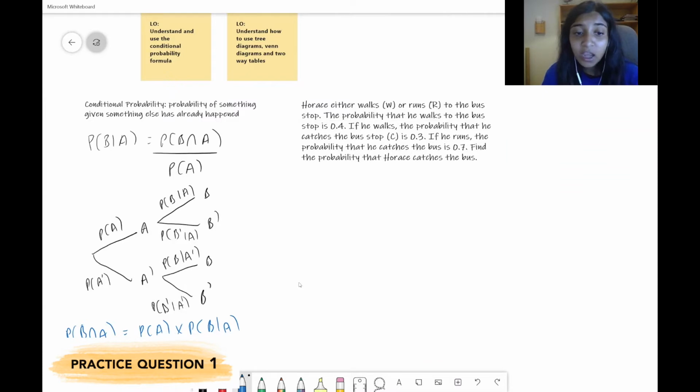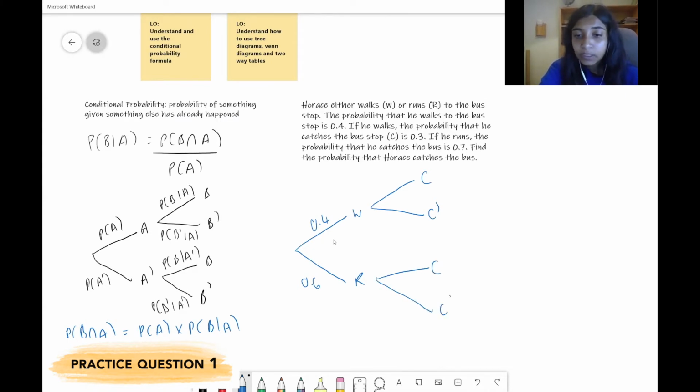First, the first branches of the tree that we want would be either walking or running. So if you fill in our probabilities, the probability that he walks to the bus stop is 0.4. As he either walks or runs, there's no other option, so the probability that he runs is just 1 minus 0.4, which is 0.6. And then if he walks, he can either catch the bus or not catch the bus. So those are your two options. That's your second set of branches.